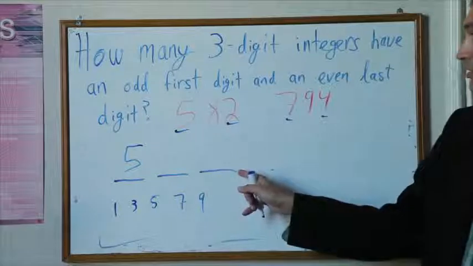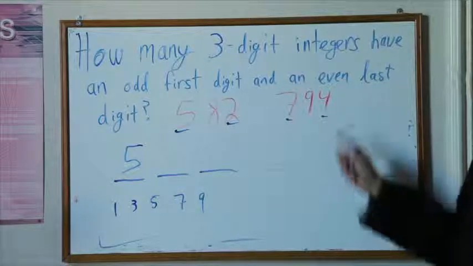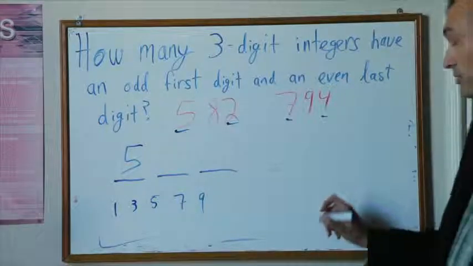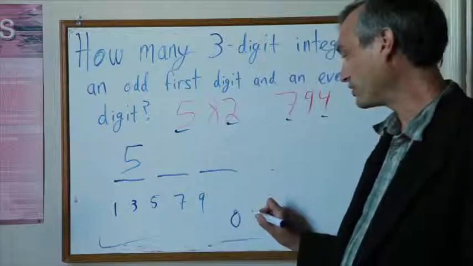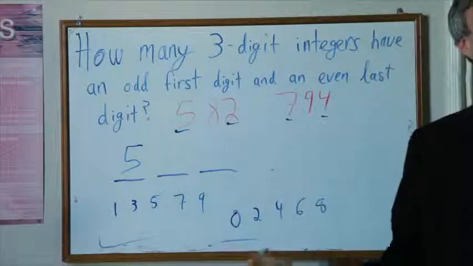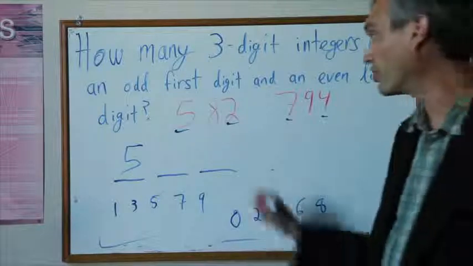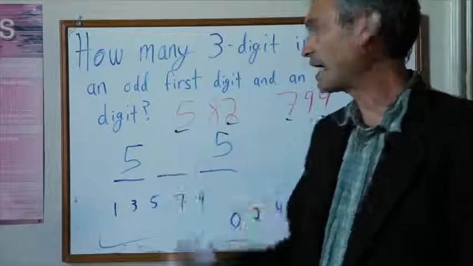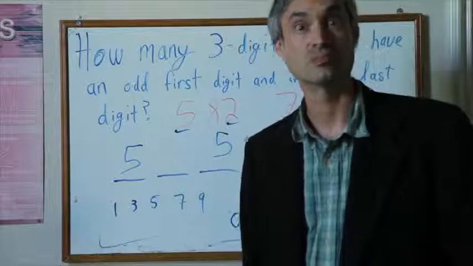Now let's take a look at the last digit of the number, which was meant to be an even digit. And of course, the even digits are 0, 2, 4, 6, and 8. And of course, there's 5 of those also. And so there would be 5 choices for the last digit.